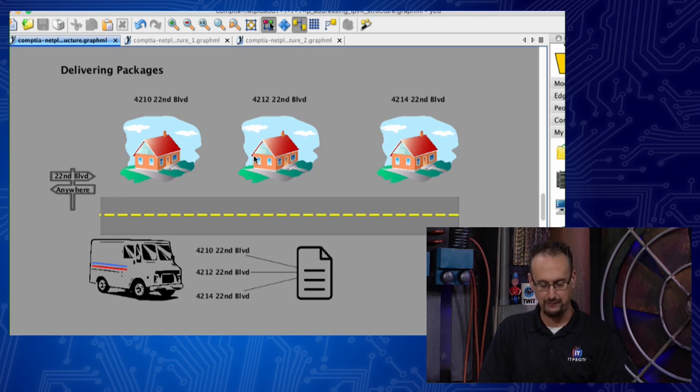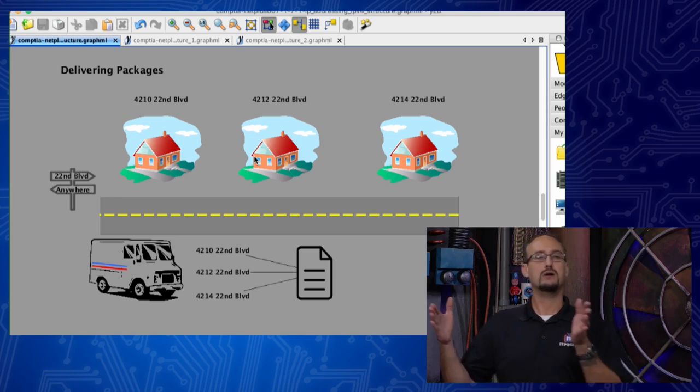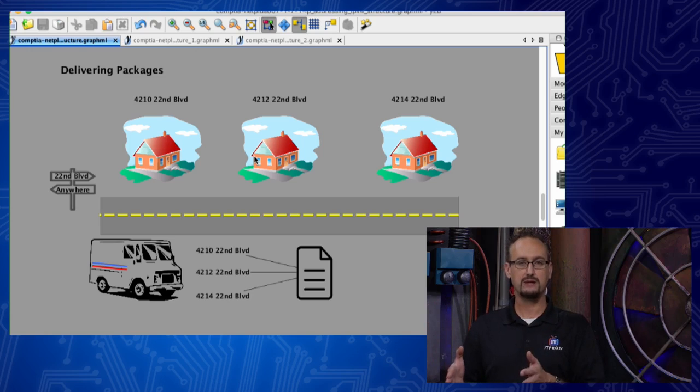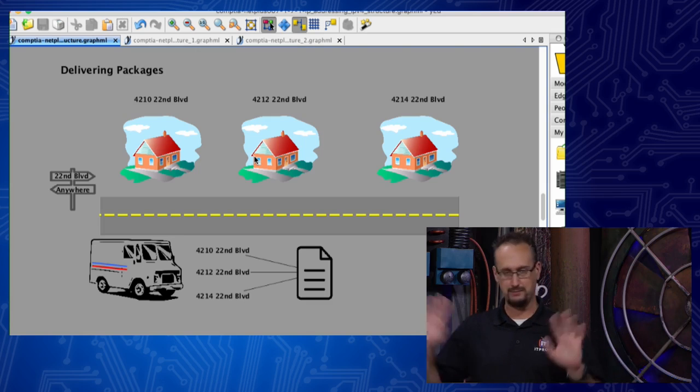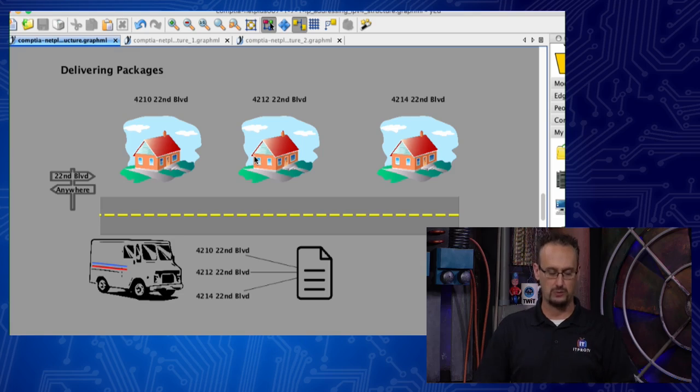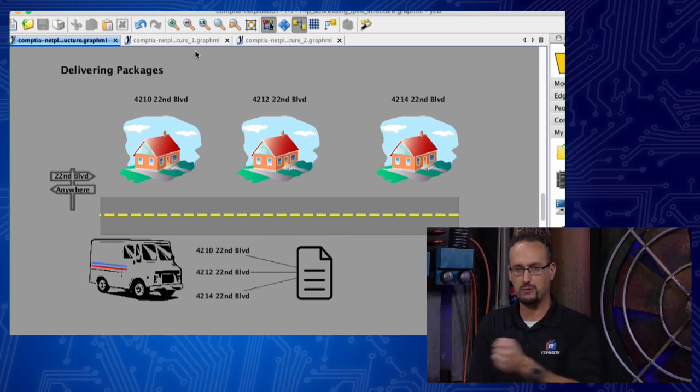And that's how we differentiate, first of all, houses that are on the same street, and then the uniqueness of the house within that street. Now, don't throw duplexes or triplexes at me. We're not going there. We're just talking about individual houses. Now, how can we bring that analogy over into our networking?